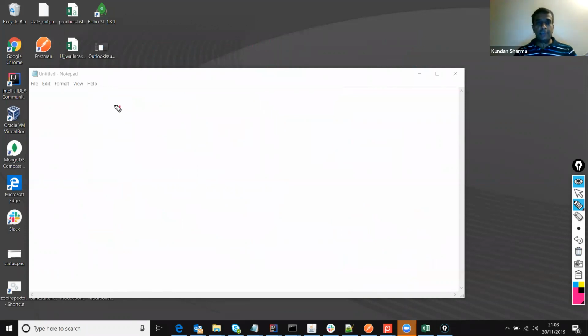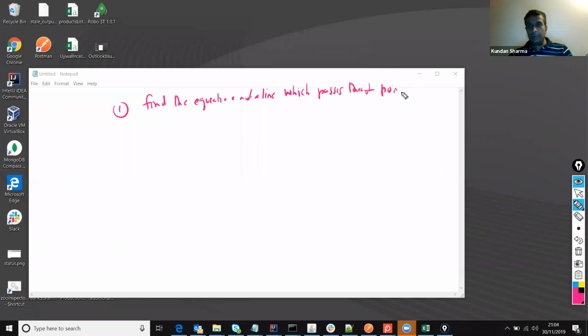So now the question is, find the equation of a line which passes through points A (1, 2) and B (-3, 5), right? So the problem statement is we have to find the equation of a line which passes through the points A whose coordinate is (1, 2) and B (-3, 5).